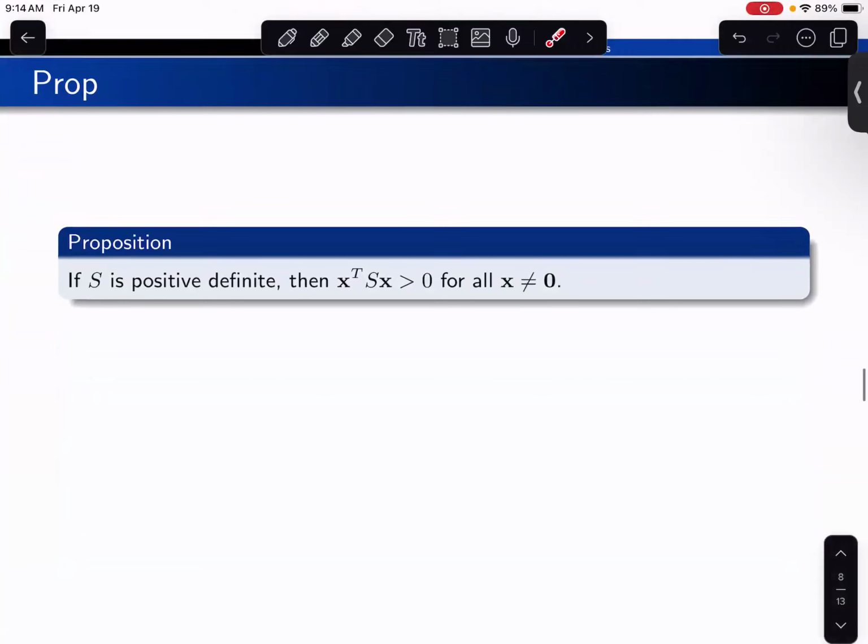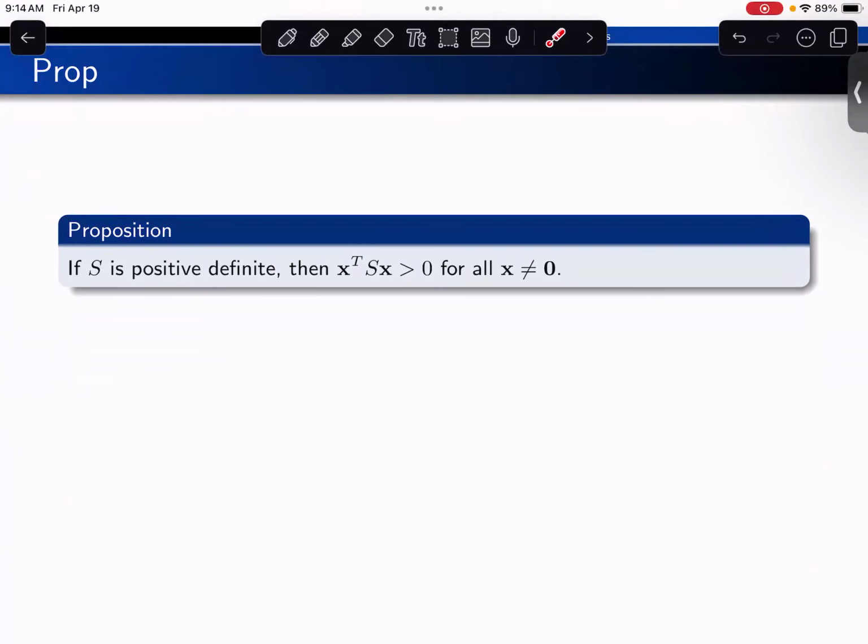Okay, so we have the following proposition, which will also allow us to determine whether or not a matrix ends up being positive definite. So we have that if S is positive definite, then X transposed times S times X ends up being strictly greater than 0 for all X that are not equal to 0. And the proof of this isn't really too terrible. So the main idea is the following.